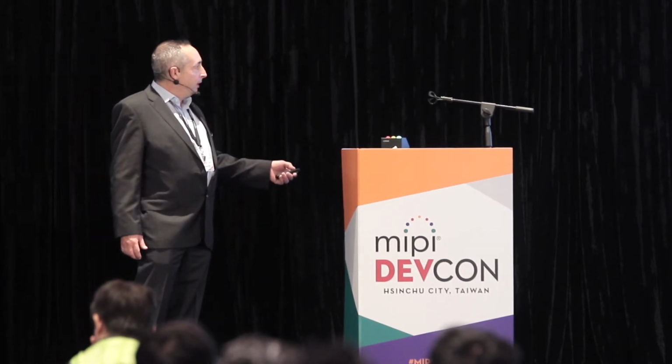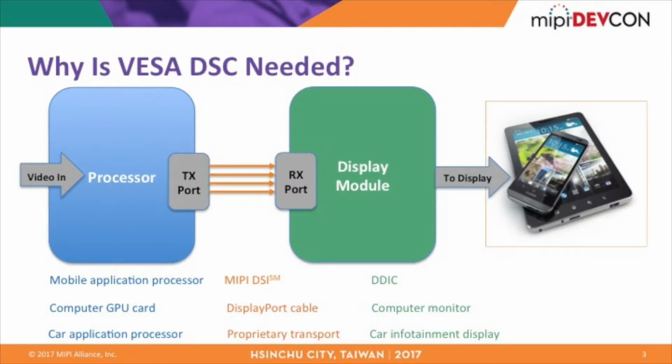So first of all, why do we need DSC? Well, there are many examples in the industry where typically you have a processor that transfers high-definition video data to a display module technology. It could be a mobile with the MIPI DSI link. It could be a computer GPU card with a DisplayPort cable to a monitor, or maybe a car with an application processor transferring to a display module inside the car.